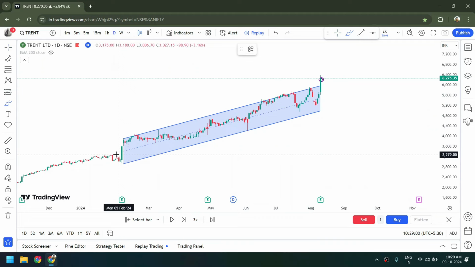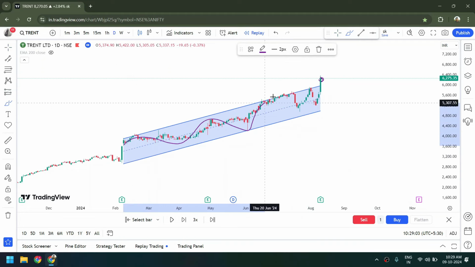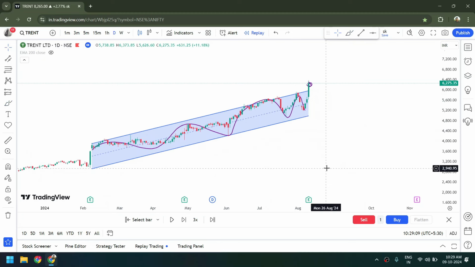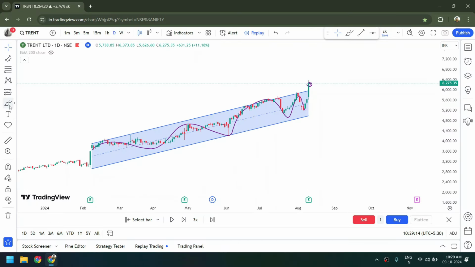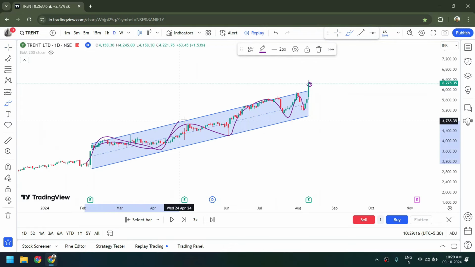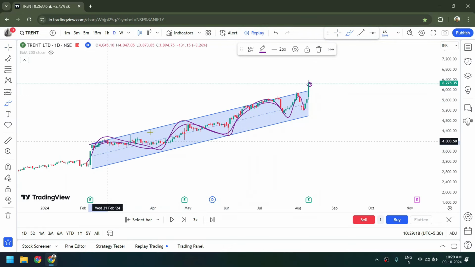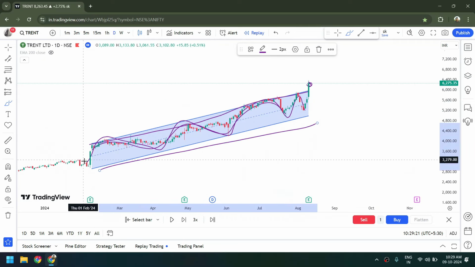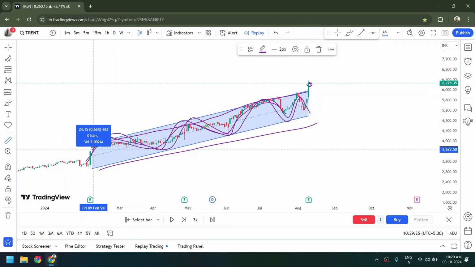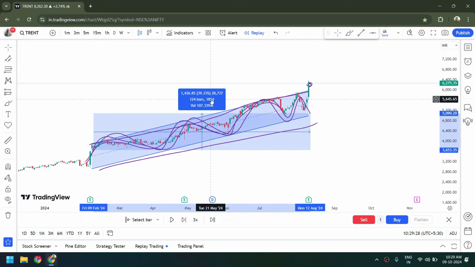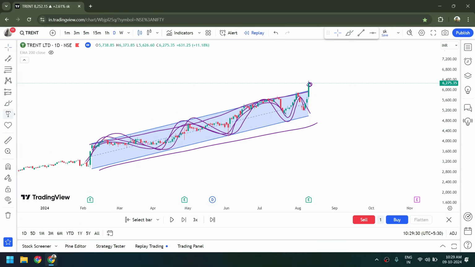Here the stock is trading inside this pattern, and most of you must be knowing what this pattern is. It's called a channel pattern. In a channel pattern, what usually happens is that the price will be ranging in the channel. These two lines make the channel. The price was ranging in this channel for around 185 days, and finally the price breaks out, coming out of the channel.